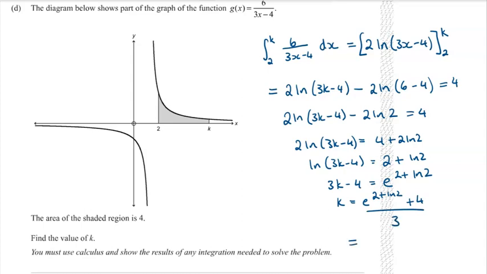Let's pop that into the calculator. We get k is equal to 6.26. If you don't like working it out manually, at this point up here, we could have just put that into equation solver on your calculator to do it as well.